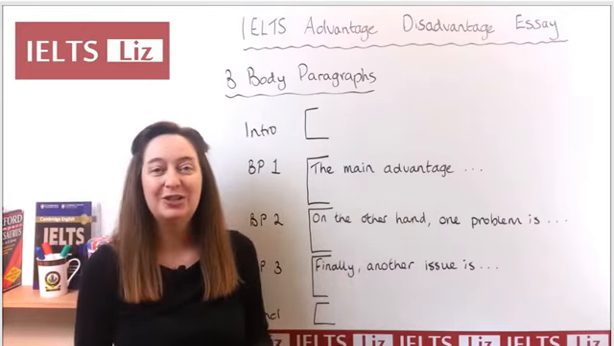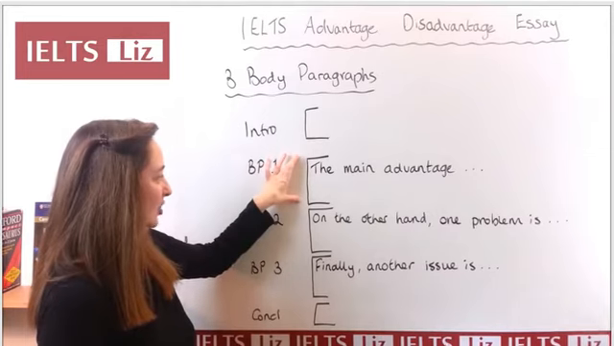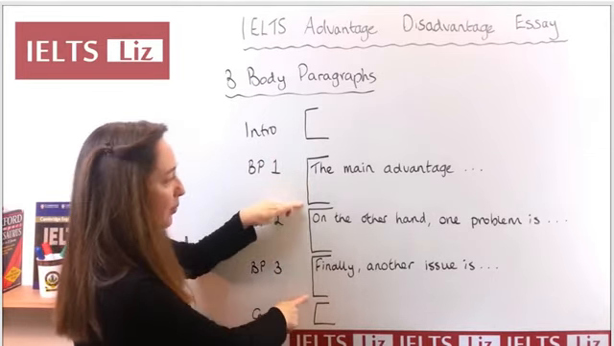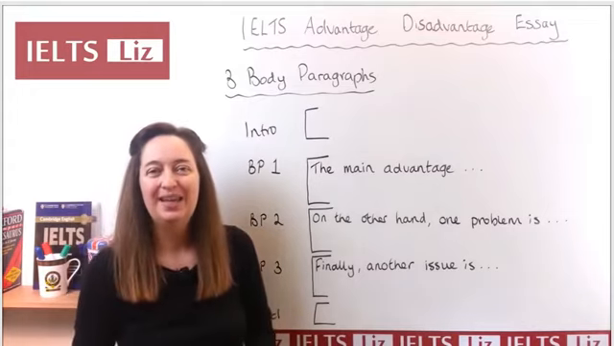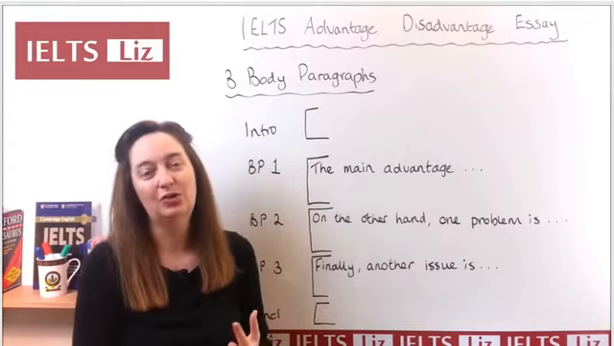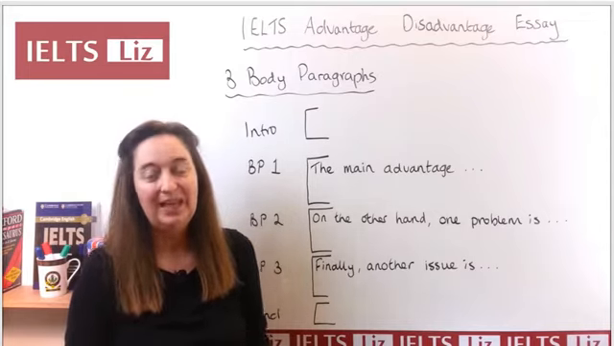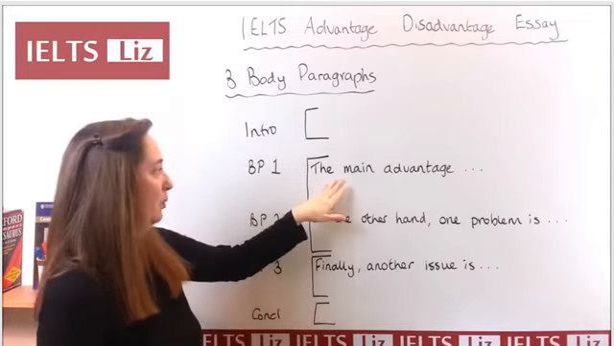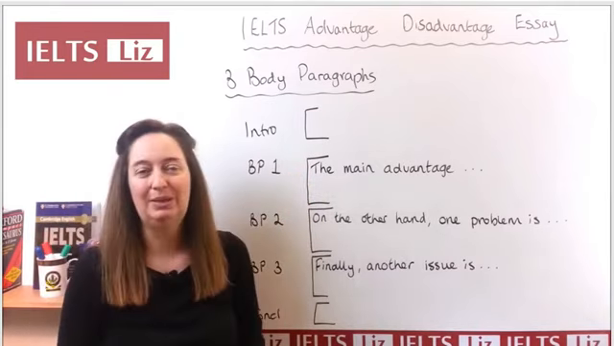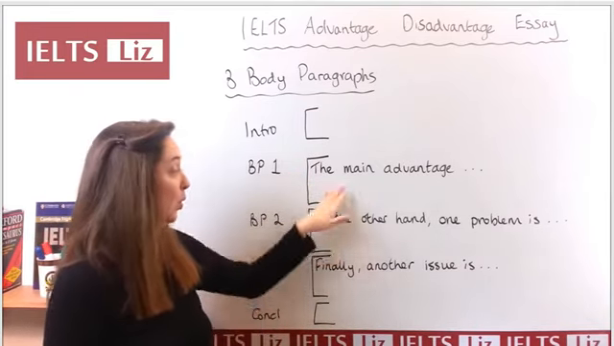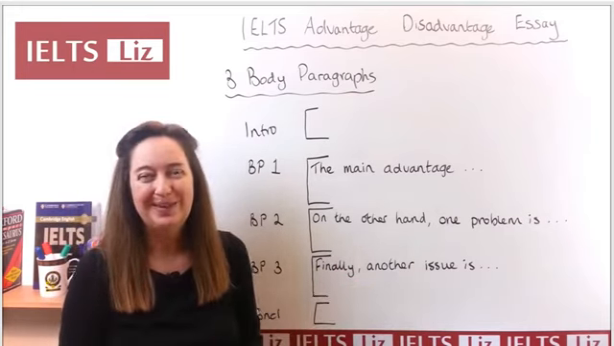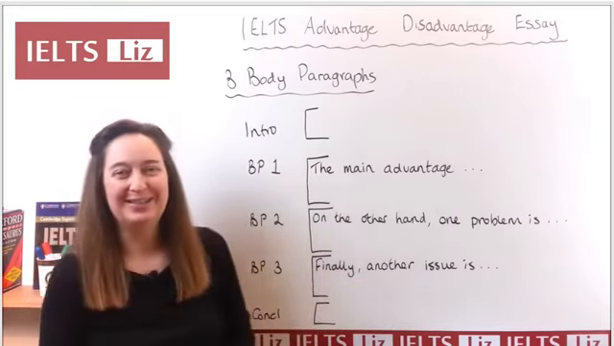Now, I have seen a student who had 1 advantage and then they wrote 1 long body paragraph with 3 disadvantages in. This would give them a very low band score for organisation and also for the development of ideas. If you're going to have only 1 advantage, then make sure you use the 3 body paragraph approach and you organise your ideas into separate paragraphs. So that's if you have an emergency.